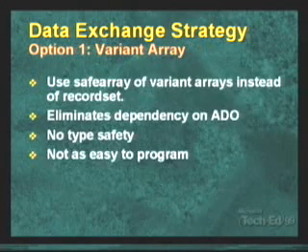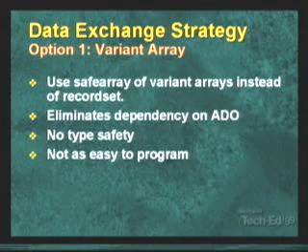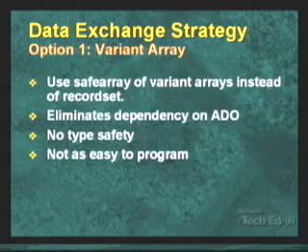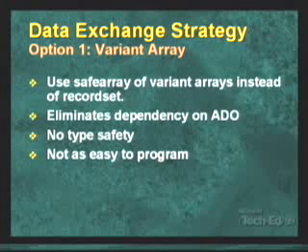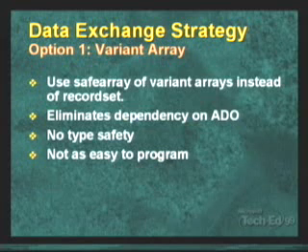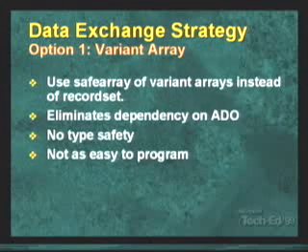So some options. There are 6 options, and they have various trade-offs. The first is a variant array. You would use a variant array, a safe array of variant arrays, instead of a record set, primarily to eliminate the dependency on ADO. This way you have an interface that has no embedded knowledge of or dependency on the record set type.